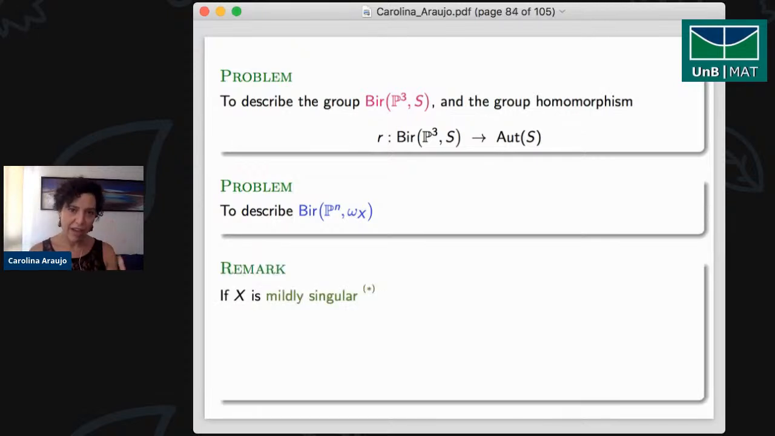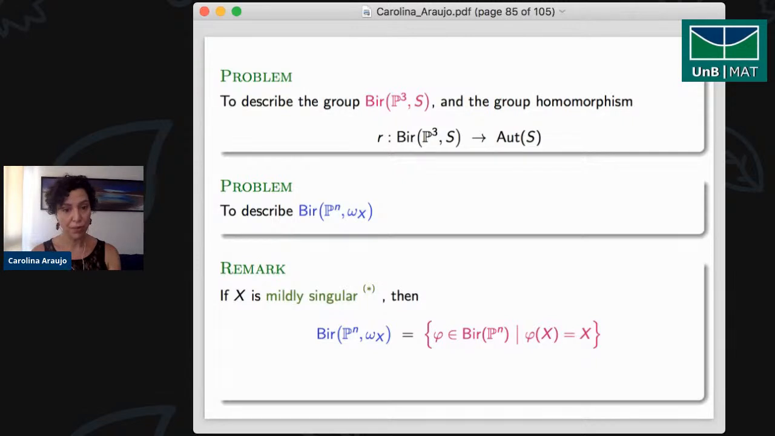There's a sort of crucial observation: if the hypersurface X is mildly singular, so you can think of this as if it is smooth, then these two groups are the same. So the group of Cremona transformations that preserve the volume form is the same thing as the group of Cremona transformations that stabilize the corresponding hypersurface. Just for those that are more acquainted with notions from birational geometry, the correct notion of mildly singular is to have canonical singularities. But okay, this is not important.